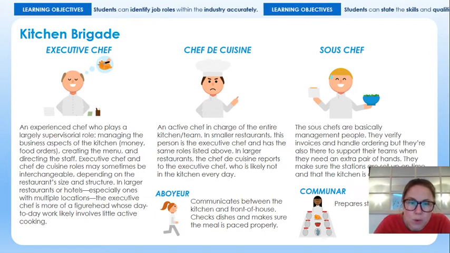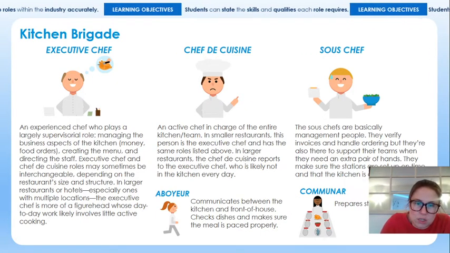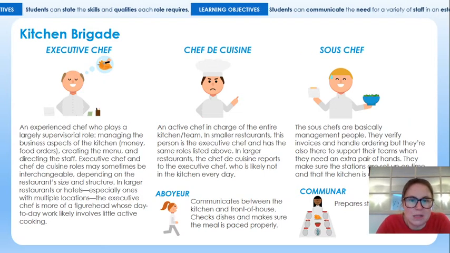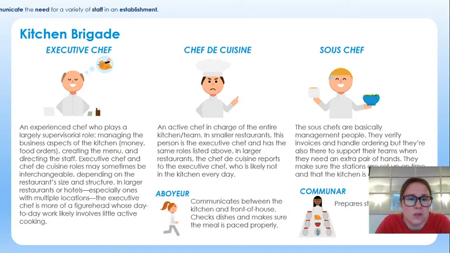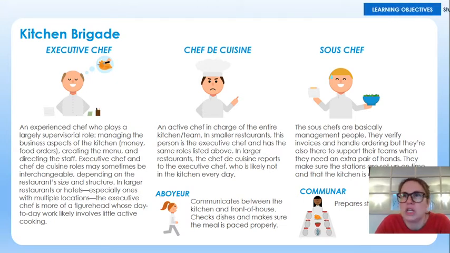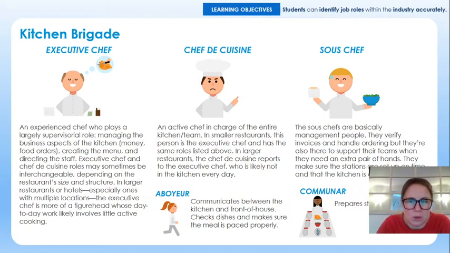Then there's someone called an aboyeur who communicates between the kitchen and front of house, checks dishes, makes sure the meal is placed properly, and makes sure the food comes out at the right time. If someone changes their mind on something, they'll be the one that would communicate this.